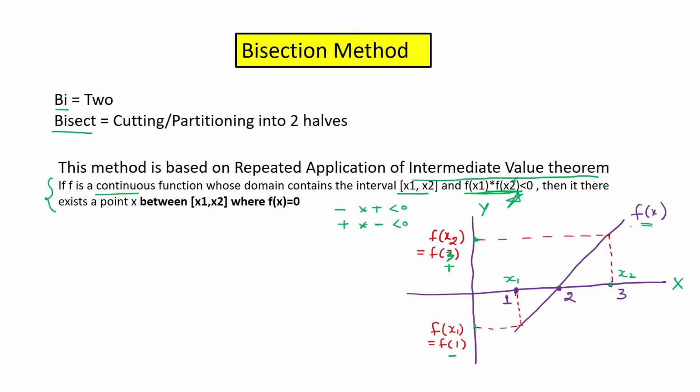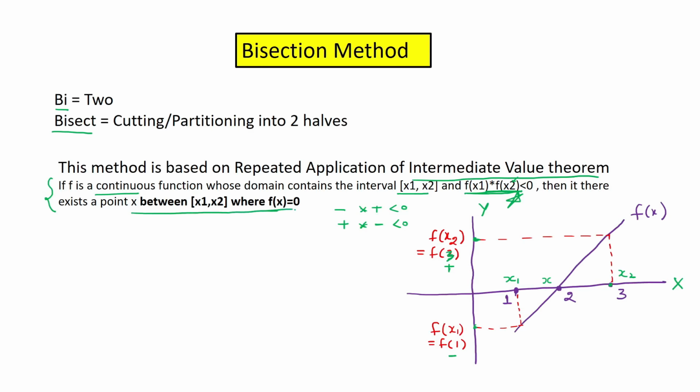According to this theorem, this f is a continuous function, and I have taken the x1 and x2 which satisfy this condition. Then this theorem says that there will be a point between x1 and x2 such that this point will be the root of this function. That means this f of x will cut the x-axis at a point in between x1 and x2. So here you can see this is the point 2. This can be termed as, let's say, x. So this is the point which will exist between x1 and x2. This is the same thing that is written here.